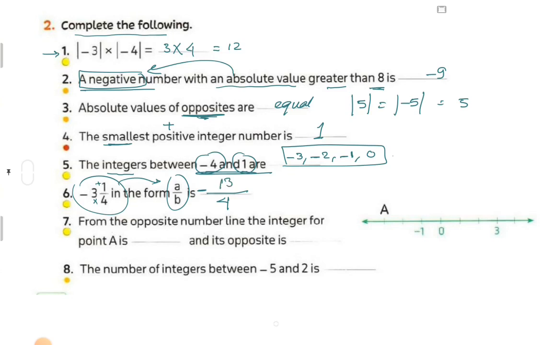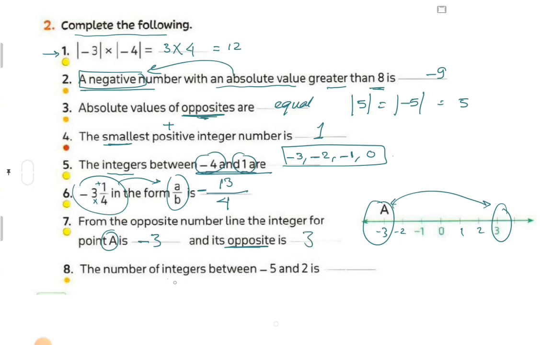From this number line, the integer for point A. He asked us to find out what A represents. Here we have 0, 1, 2, 3, negative 1, negative 2, negative 3. So A is negative 3, and its opposite is 3. Okay, it's 3.